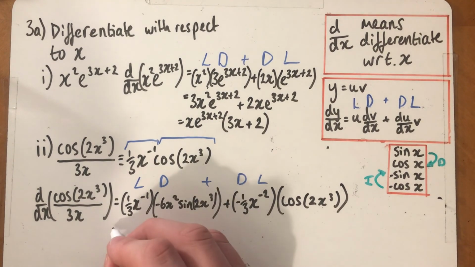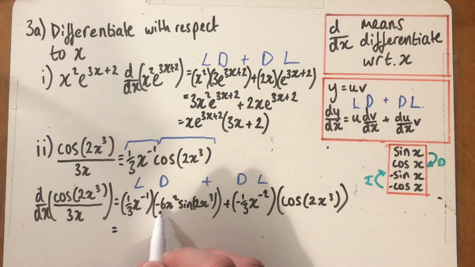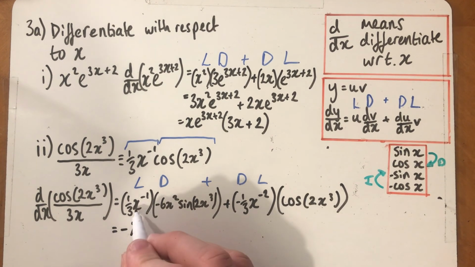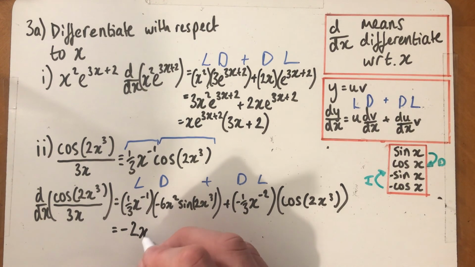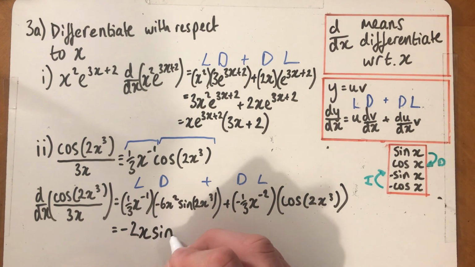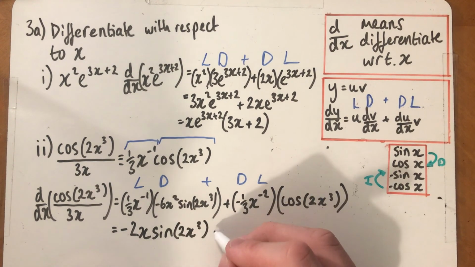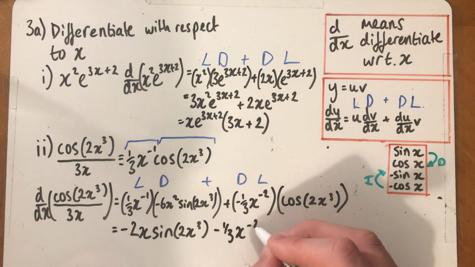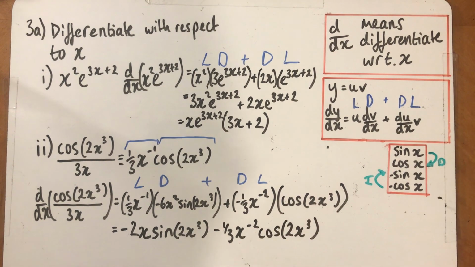Okay. Now what we can do is just expand the brackets. Minus a third times by minus 6, sorry, is minus 2. X to the power of minus 1 times by x squared is x. And we have sine 2x cubed minus a third x to the power of minus 2 cos 2x cubed. Okay, and that's our final answer.